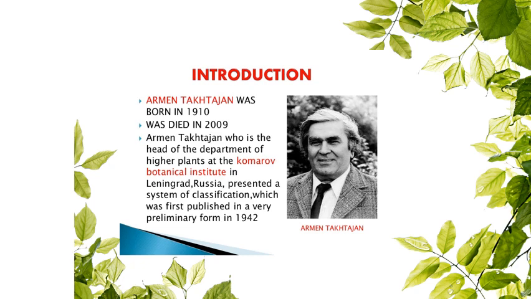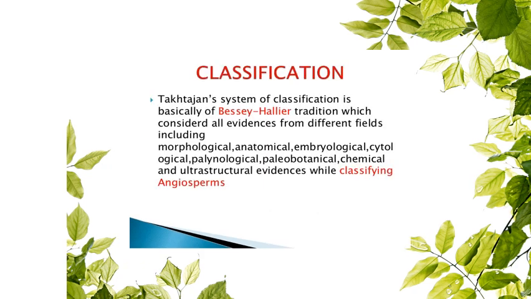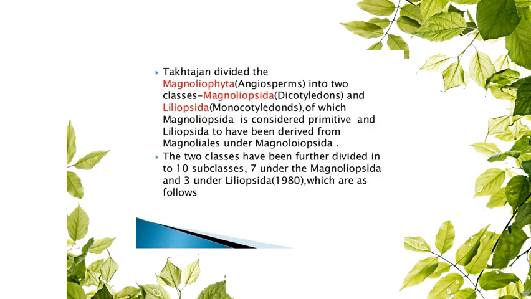Here is the introduction that I already told you. The Takhtajan system of classification is basically of the Besseyan-Hallerian tradition, which considers all evidence from different fields, including morphological characteristics, anatomical, embryological, cytological, palynological, paleobotanical, chemical, and ultrastructure evidence, while classifying the flowering plants or angiosperms.